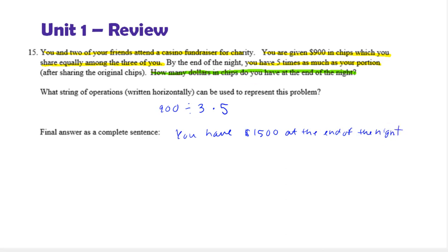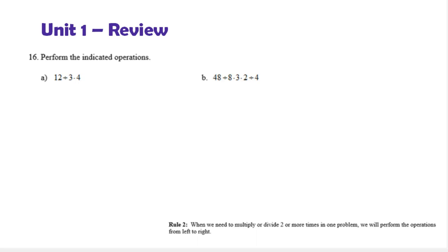Let's look at the next question. So here we're going to perform the indicated operations. All of the operations are multiplication and division, and like we saw, when you need to multiply or divide 2 or more times, you perform the operations from left to right. So here there's division and multiplication. You start with the division because it's on the left. 12 divided by 3 is 4. Now we have 4 times 4, and 4 times 4 is 16.